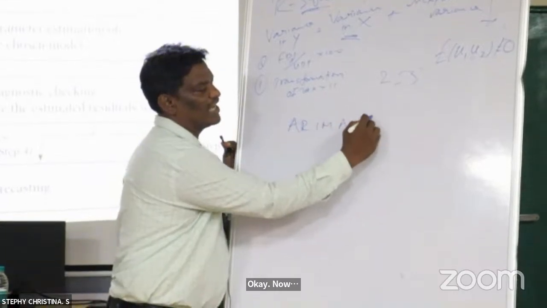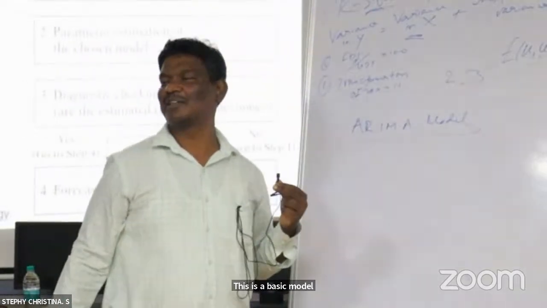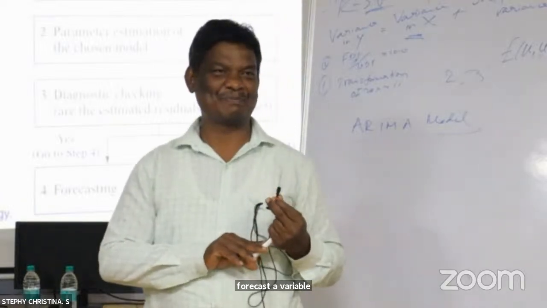The ARIMA model is a basic model which will be used for forecasting. There is no theory behind it. Suppose you want to forecast a variable, what theory will be there? This morning I told you that the job of the statistician or econometrician is to quantify the theory, whether it is applicable or not. Here no theory is required, because the data speaks for itself. The historical time series data speaks.